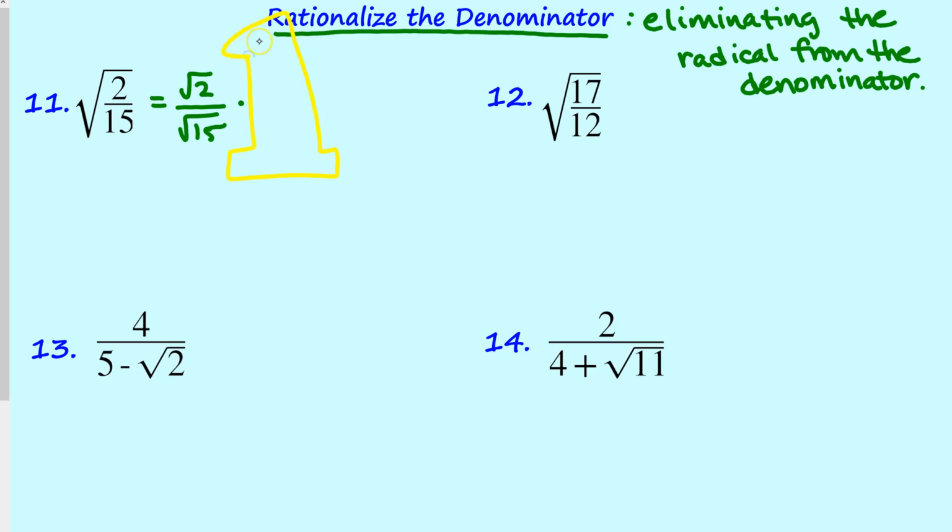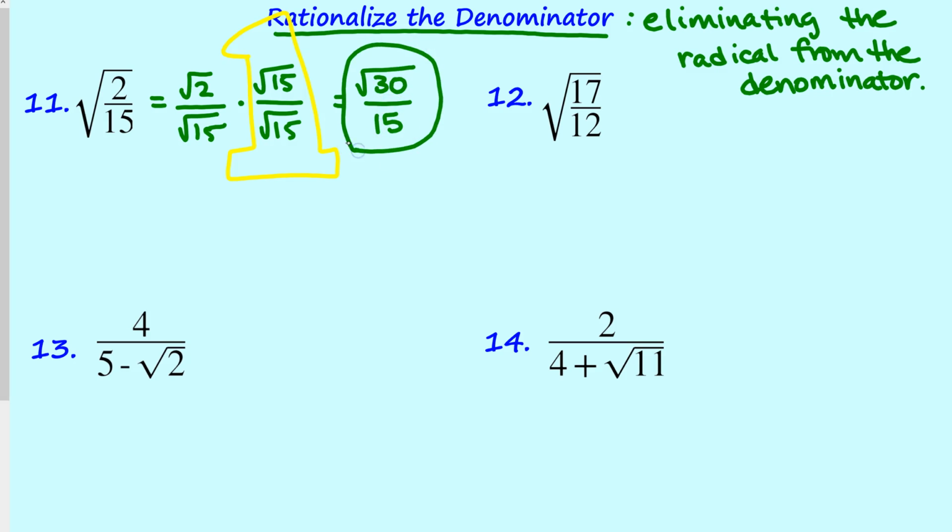So here's my 1. The special form of 1 I'm going to choose is square root 15 over square root 15. Because when we multiply those denominators, what do we get? Square root 15 times square root 15 is 15. And then how about the numerator? Square root 2 times square root 15 is square root 30. So our simplified expression, which doesn't necessarily look simpler than the original, it just doesn't have a radical in the denominator, is square root 30 over 15.